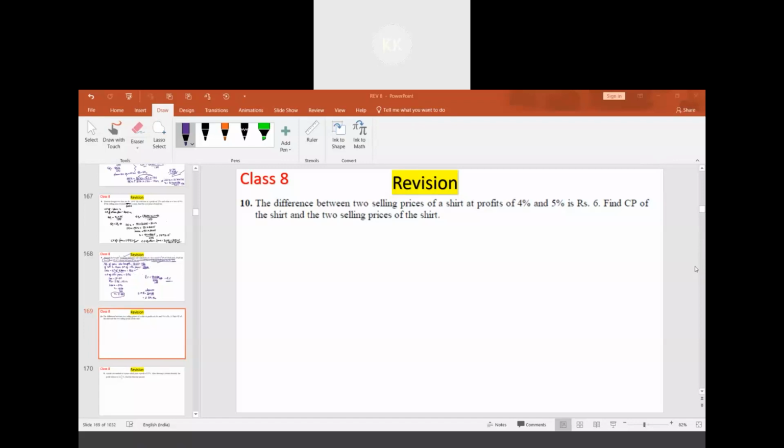Correct. CP of one shirt is 600, sir. So if we subtract 6 from 600, we get 594. So CP of another shirt is 594, sir.